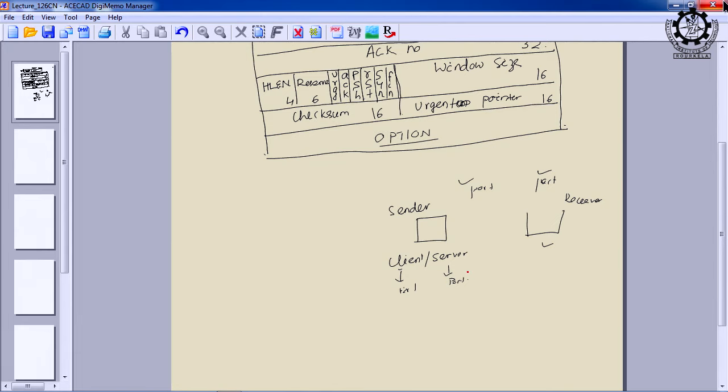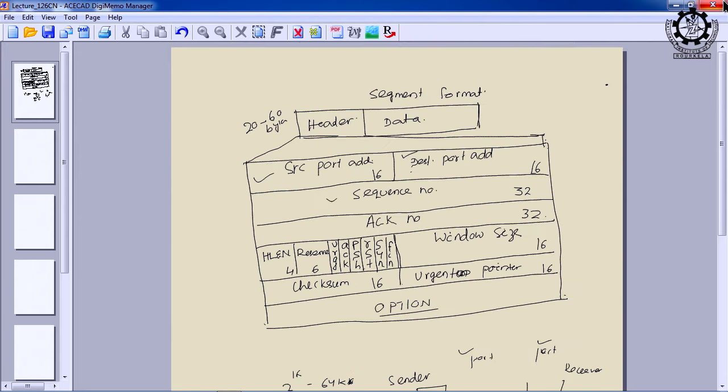We know that the source port and the destination port are 16 bits each, meaning the port number size is 64 KB, you can say. That many numbers can be generated. Then the next one is your sequence number. Why is this field so important?